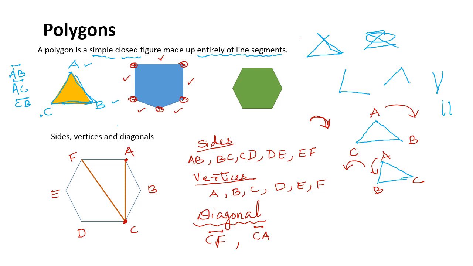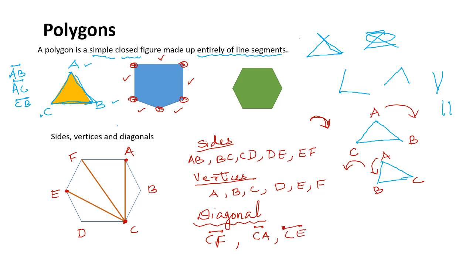Now from C, is there any other point to which we can connect? Yes, we can connect it to E. Now if I connect it to E, I get CE. Do you see? So CE is also another diagonal. So from one single point, I got 3 diagonals.